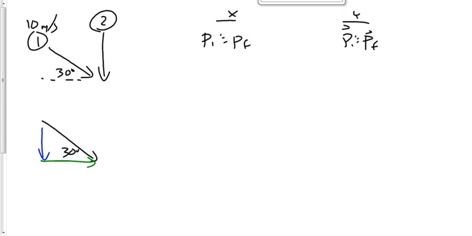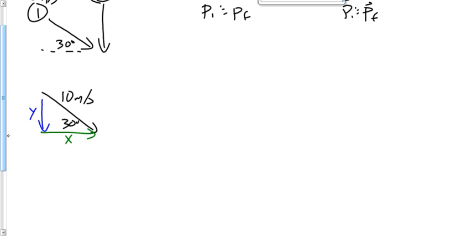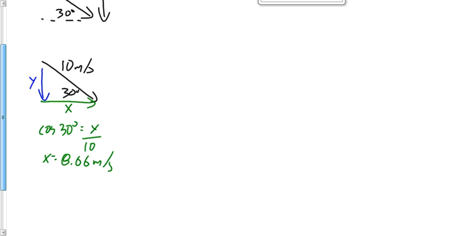And that 30-degree angle with 10 meters per second is going to turn into an x component and a y component. Let's say for the x component, because it's the adjacent side, cosine 30 degrees is equal to adjacent over hypotenuse. X ends up being equal to 8.66 meters per second. For the y component, let's say sine 30 degrees is equal to opposite over hypotenuse. So y is equal to 5 meters per second. You with me there?